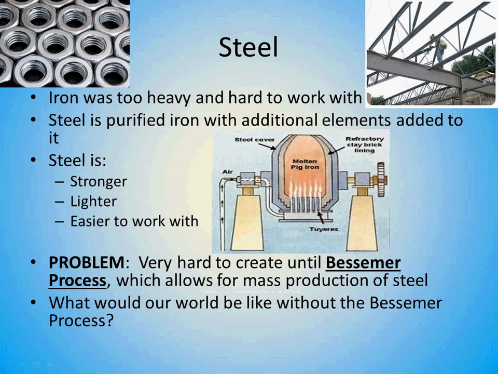That's a big one. Nowadays, steel is everywhere. It's because of the Bessemer process. Of course, we've fixed and refined and made it more efficient, but the same idea is right here. So the Bessemer process allows for mass production of steel.